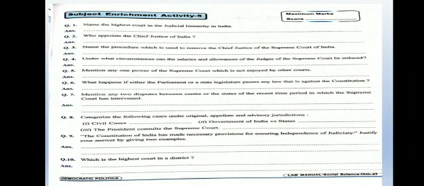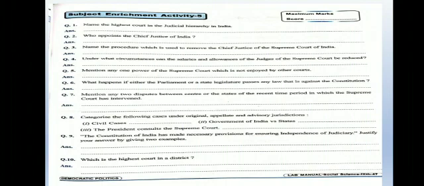Question number 3 is: name the procedure which is used to remove the Chief Justice of the Supreme Court of India. Then question number 4 is: under what circumstances can the salaries and allowances of the judges of the Supreme Court be reduced? Then question number 5: mention any one power of the Supreme Court which is not enjoyed by other courts.